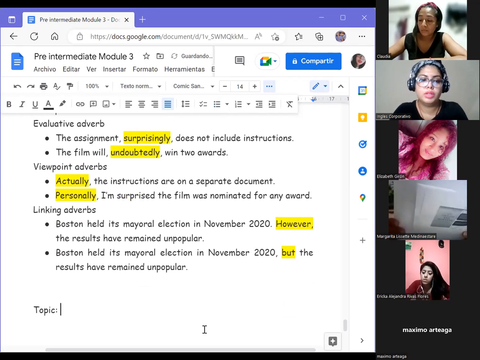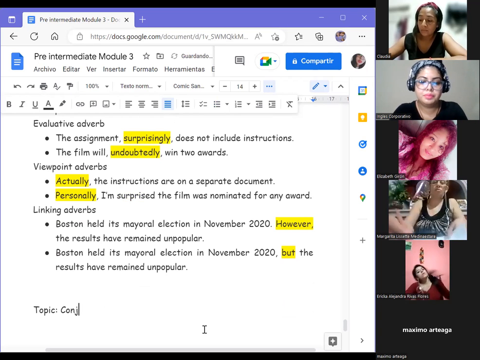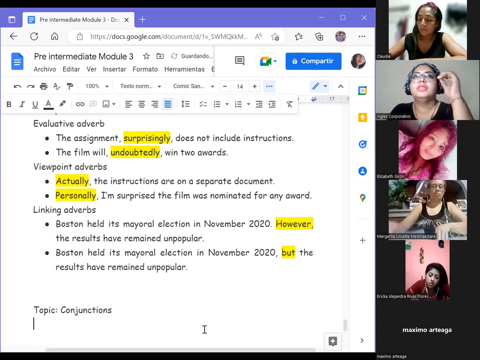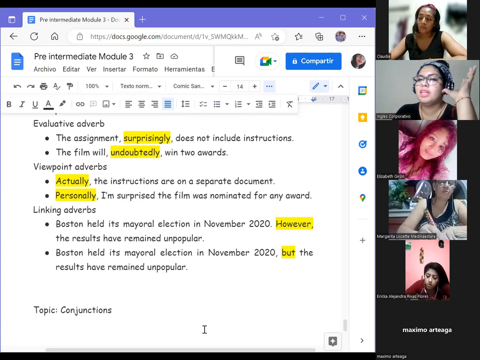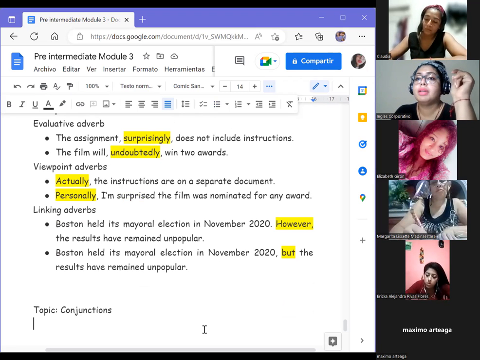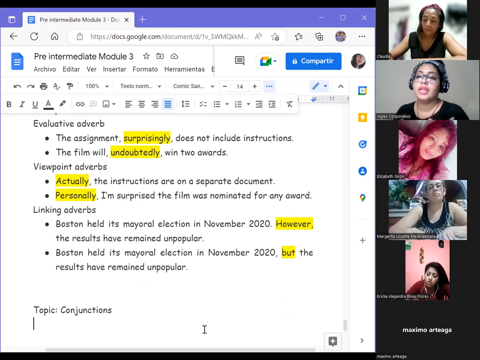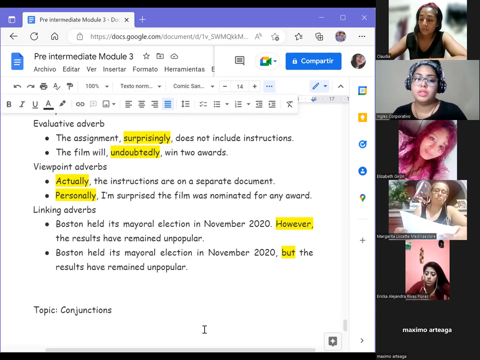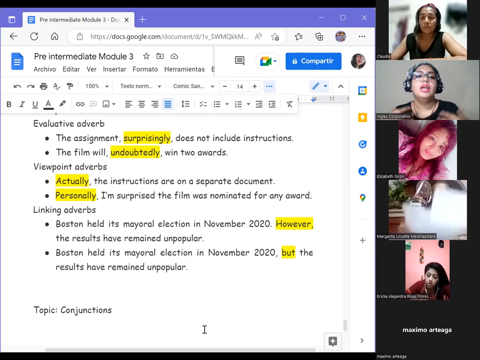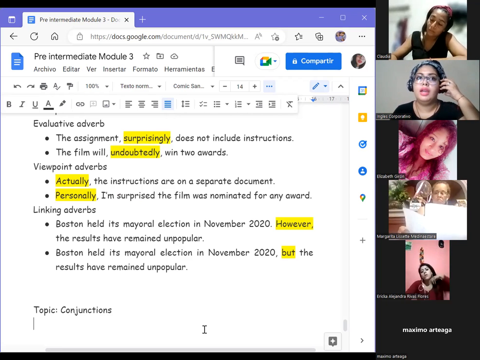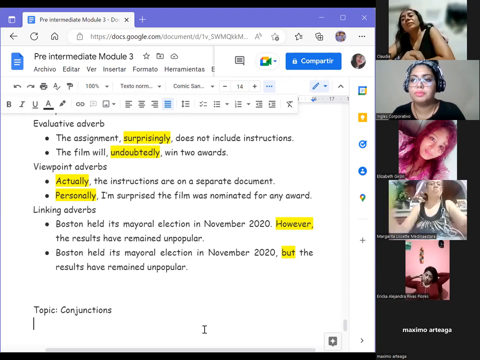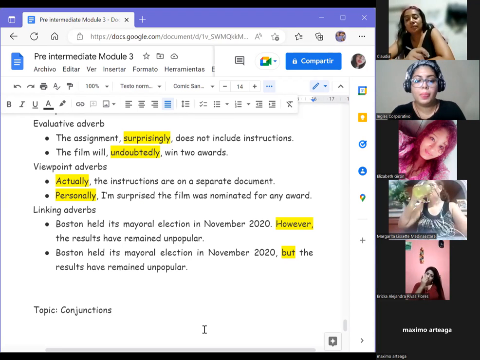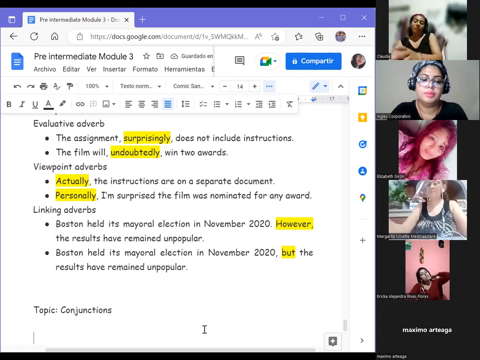So, in this case, we are going to have the topic conjunction. We can say that we are talking about topics related to grammar. So we are talking about a very serious topic, because we are talking about the structure and how to use this kind of words to connect the sentences that we are creating, to give emphasis to the phrases that we are saying or explaining. So the question is, what is a conjunction?